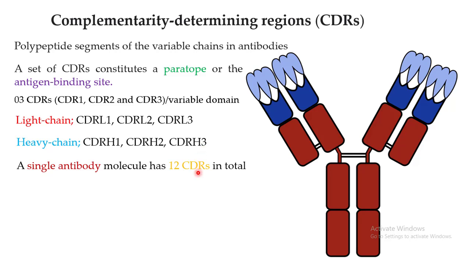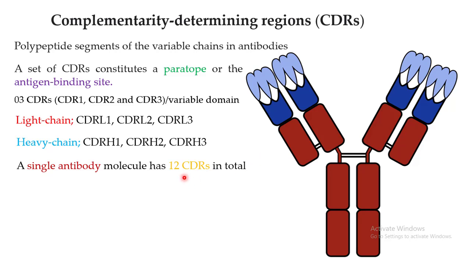So what that means is that you are going to see a total of 12 CDRs in a single antibody molecule. You may be thinking, how come there are 12 CDRs in a single antibody? If you look at this structure, you have got one light chain over here, one light chain over here, one heavy chain over here, and one heavy chain over here. So there are three CDRs in this particular variable region, three in this one, three in this one, and three in this one.